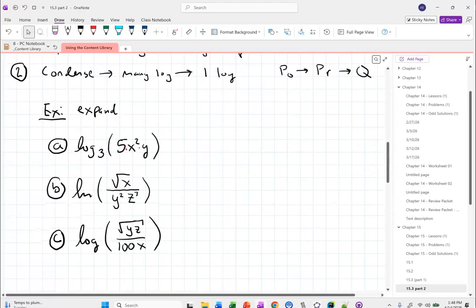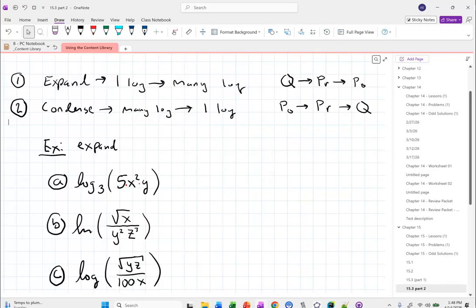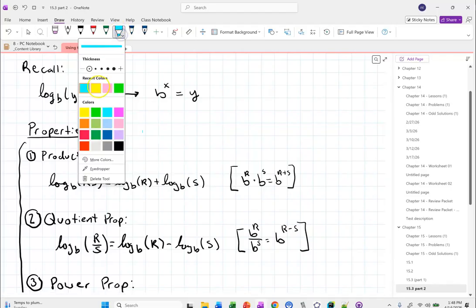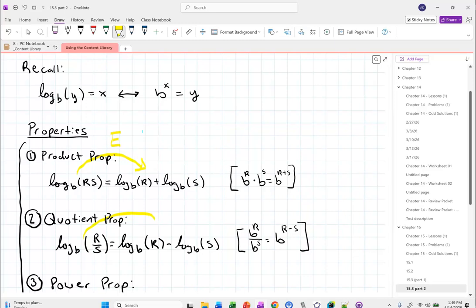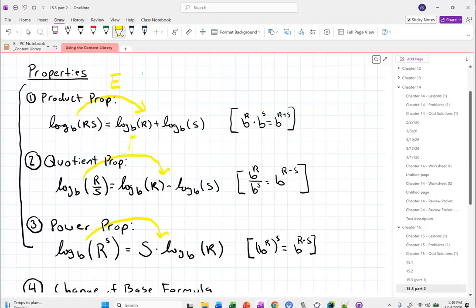All right. So we'll do some expanding problems first. Just to review, since we're doing expanding, the order in which we apply our properties is quotient, then product, then power. Everybody's okay? So when we're using the product, quotient, and power properties for expanding, we're looking to go in this direction. We start with the single logarithm and break it apart, right? So we're going in that direction for expanding.